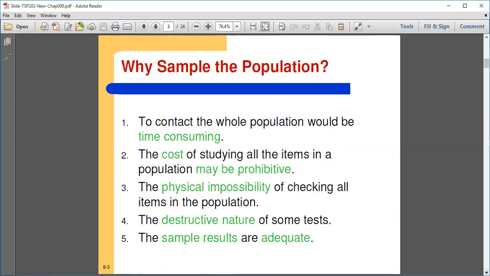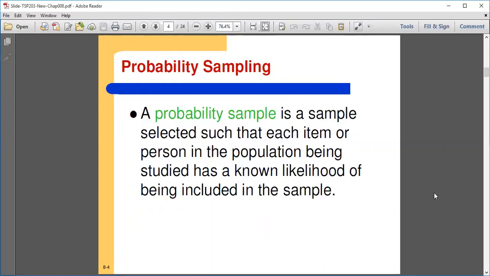So let's move on to the next slide. I think these points are quite self-explanatory. If you read these points, you will easily understand why we sample the population. So let's move on to the next slide.